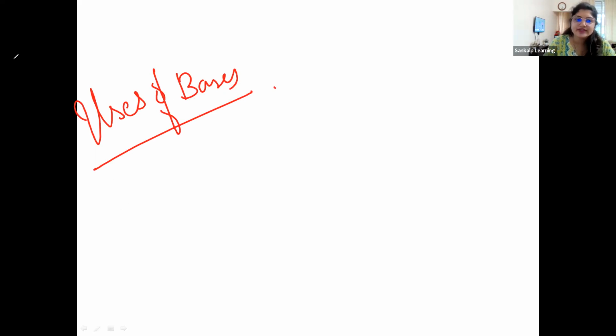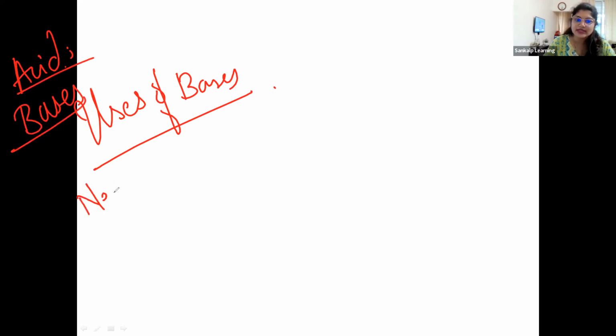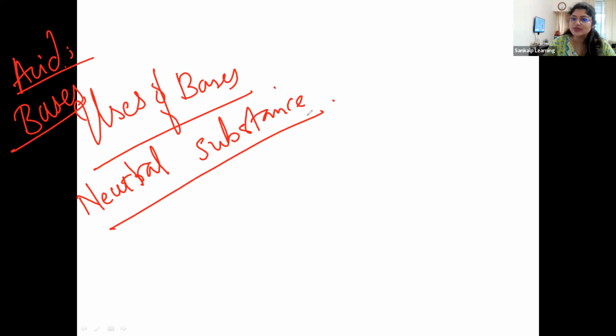Next, we have seen completely about acids, then we have seen completely about bases. Next is neutral substances. What do you mean by neutral substances? They are neither acidic nor basic. There are certain chemical substances which are neither acidic nor basic, and they are said to be neutral in nature. So what is the common neutral substance?